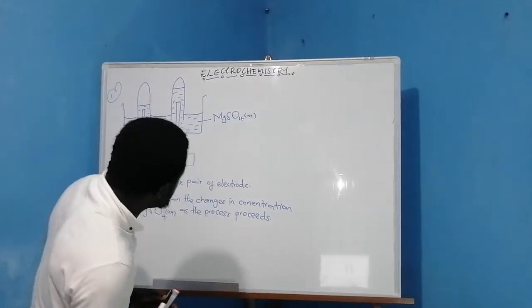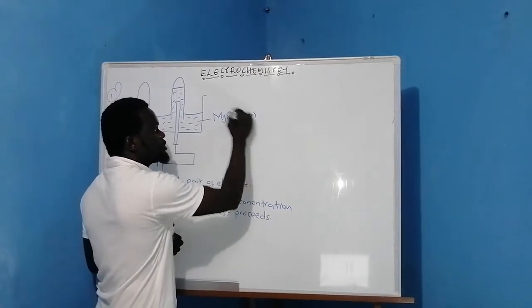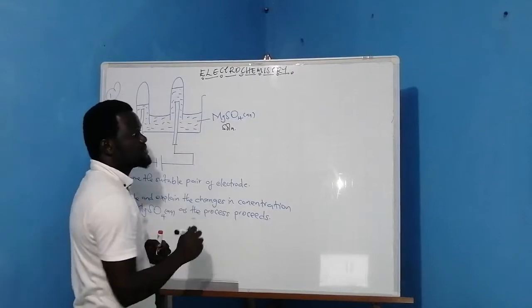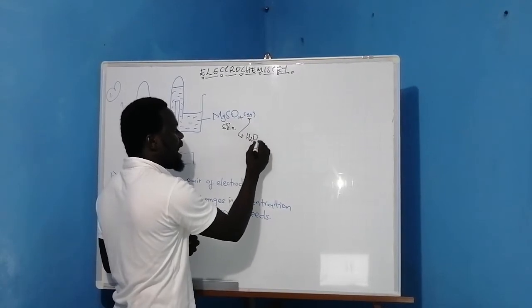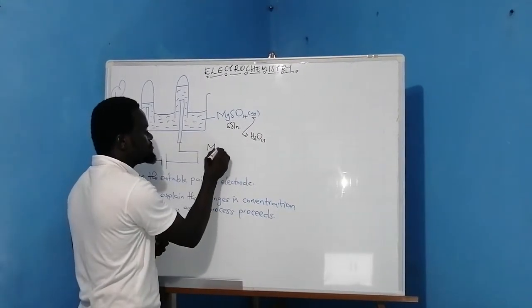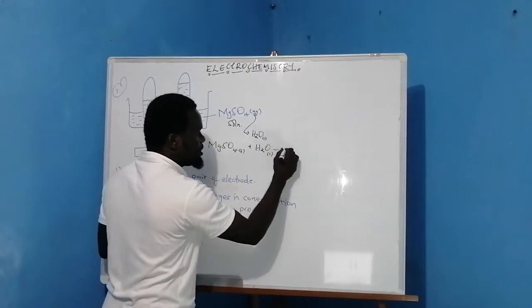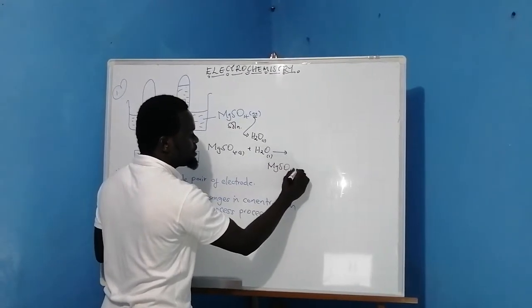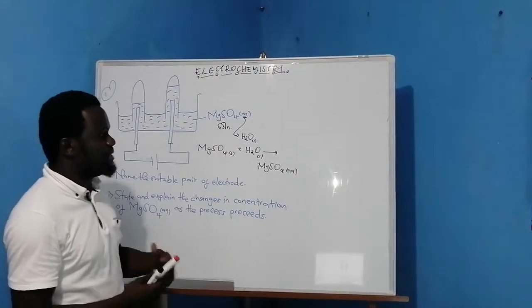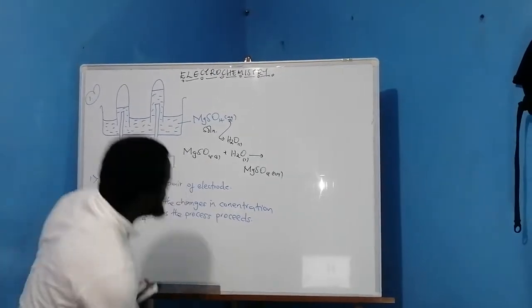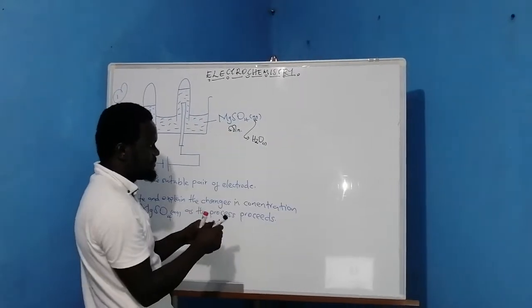Now, whenever you see magnesium sulfate solution, this aqueous means that water has been added. So when we take magnesium sulfate solid and add water, it forms magnesium sulfate solution. Generally, whenever you see aqueous, it means water has been added. Therefore, in such a case, what will be the ions that will be present in magnesium sulfate?